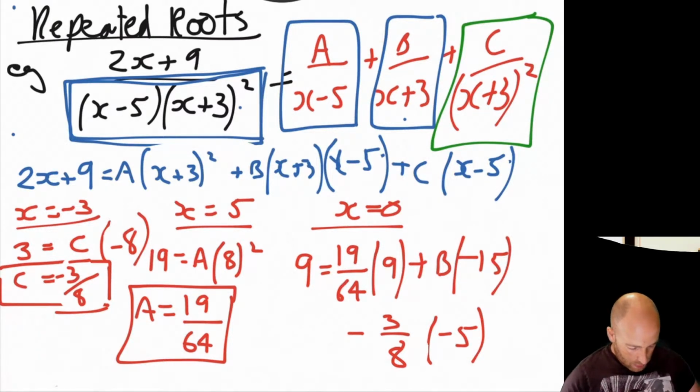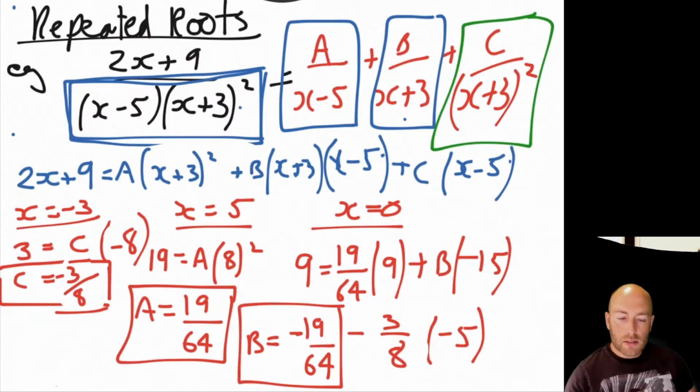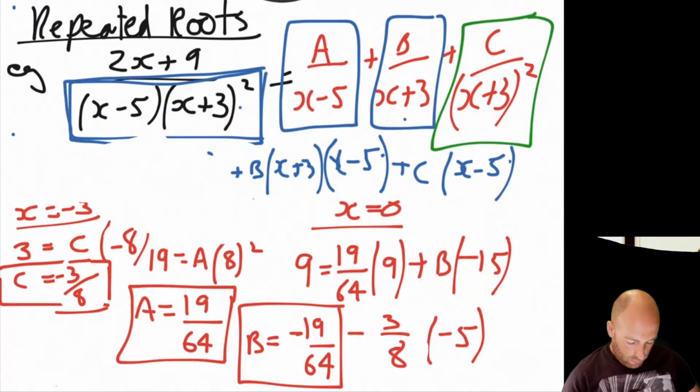So 19 over 64 times 9, take away 3 eighths times, I'll actually add 3 eighths times 5. Cool. And we'll do 9, take that, divide by minus 15. So we get b is minus 19 over 64. So those are all the bits. We can write them in at the top. Yeah, let's make some space actually. So if I get rid of all this.